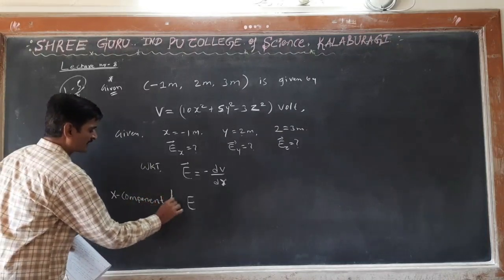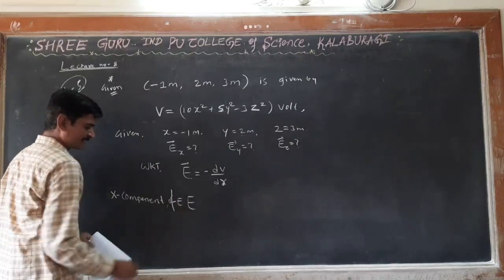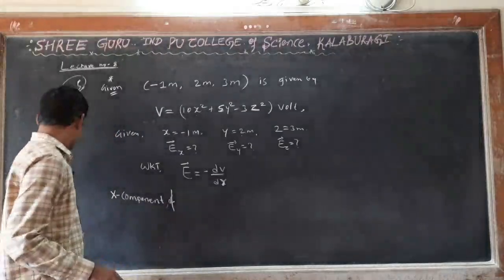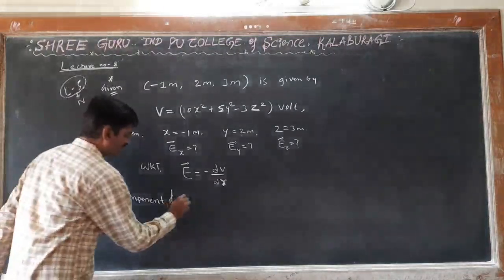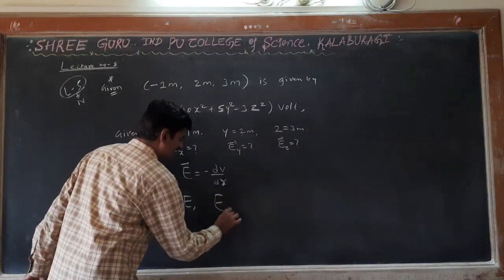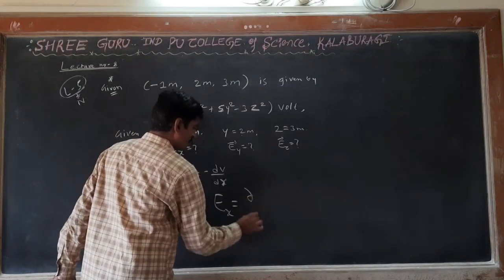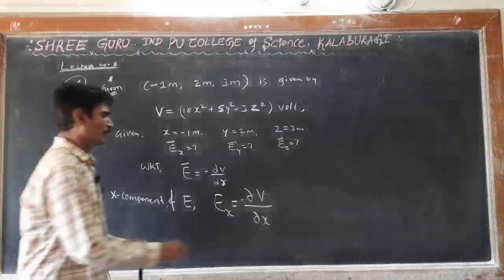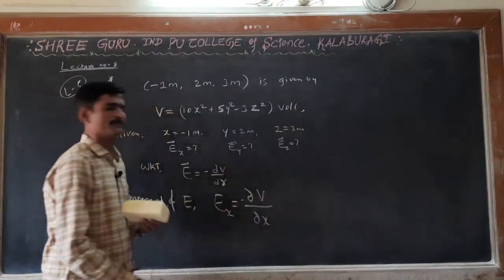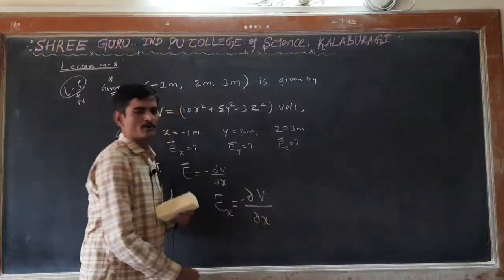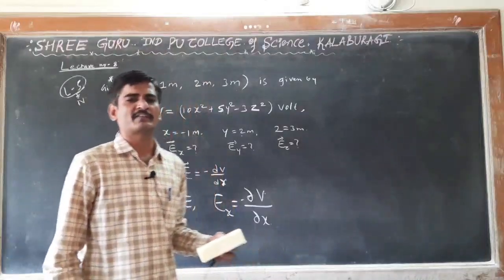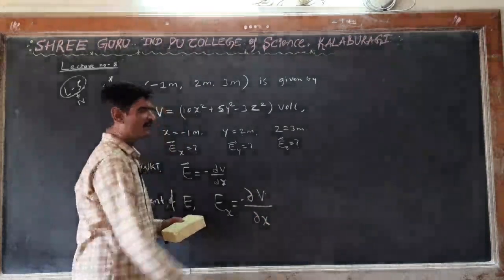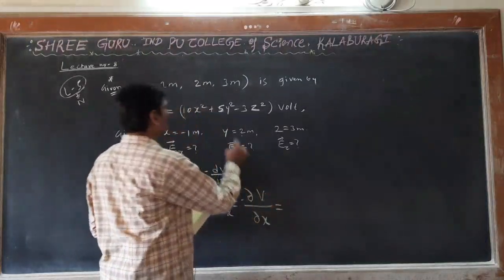So the x component of the electric field, that is Ex, is equal to minus ∂V/∂x. You can write dV/dx also. If you write ∂V/∂x, it means the y and z components are constant. ∂V/∂x means differentiation only with respect to x, while y and z are constant, and V is given already here.